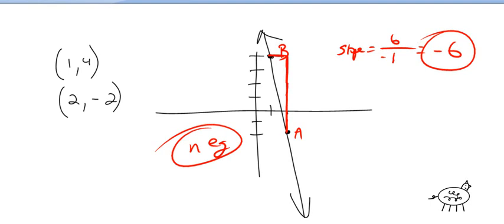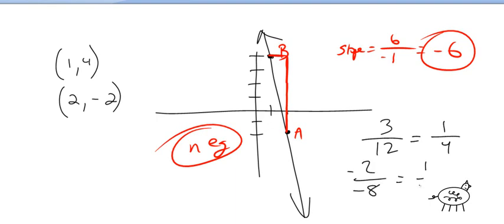Make sure. Let's talk about reducing fractions a little bit. Right, if I get 3 over 12, tell me my slope is 1/4. Okay, if I get negative 2 over negative 8, it's positive 1/4. Okay, make sure you don't leave it as a double negative.